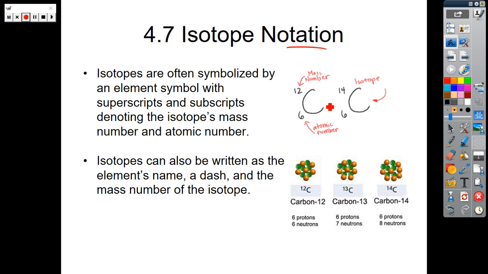So it shows two different versions of carbon. Carbon with a mass number of 12 and carbon with a mass number of 14. This one represents an atom that has 6 protons and 6 neutrons. This one represents an atom that has 6 protons and 8 neutrons, and the 6 and the 8 add together to give you that isotope mass number of 14 on the top there.